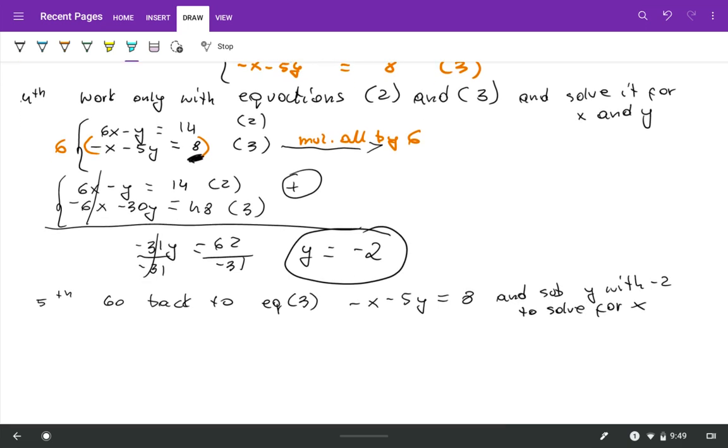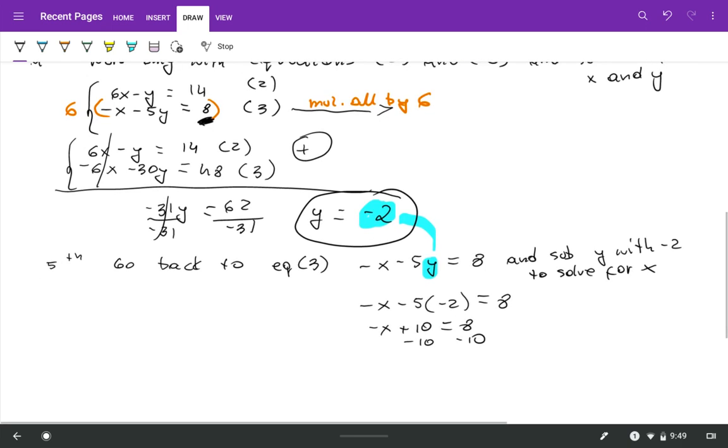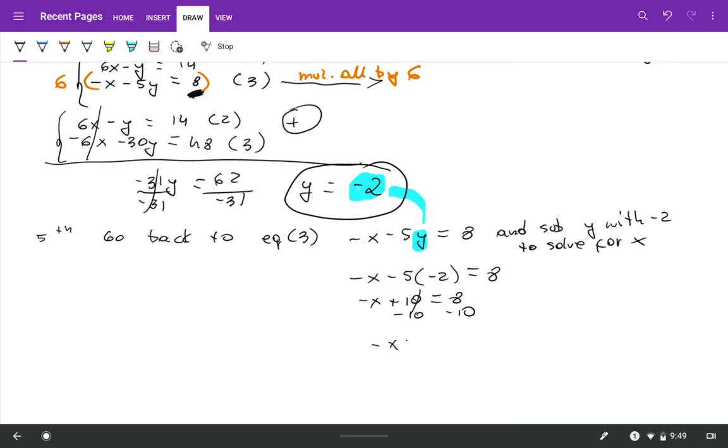So we're going to replace y with -2. So we will end up with -x minus 5 times -2 equal 8. We have -x plus 10 equal 8. Subtract 10 from both sides. And we have -x equal -2, which means x equal 2. Perfect. So we already know what is x. We already know what is y. The last thing you need to figure out is the variable z.